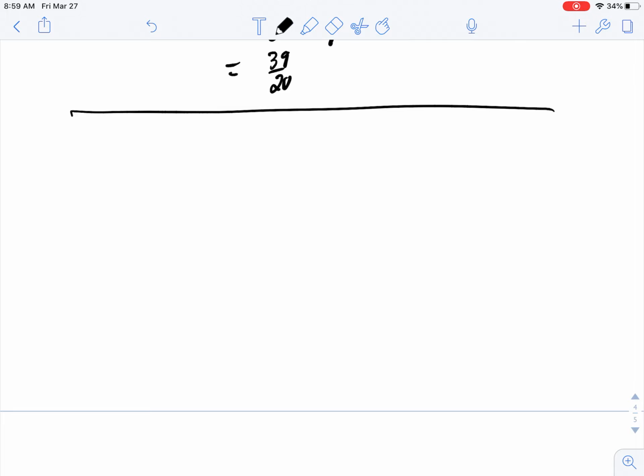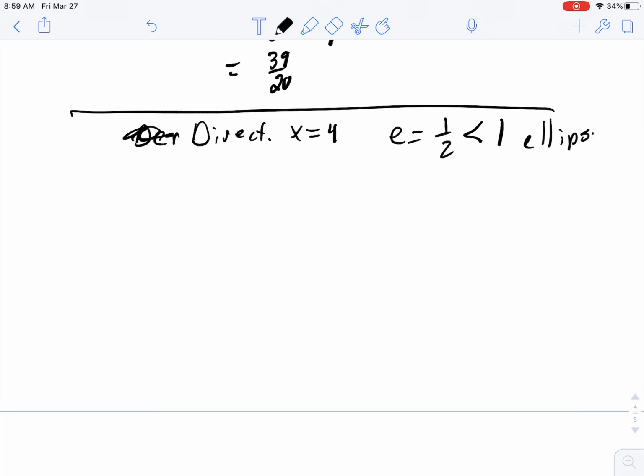So let's begin working backwards. Sorry about my notes, kind of got out of whack there. Let's take another example here. Let's say my directrix is x equals 4. Let's say my eccentricity is 1/2, which means, since it's less than 1, that we are graphing out an ellipse. Your eccentricity always tells you which one you're doing.